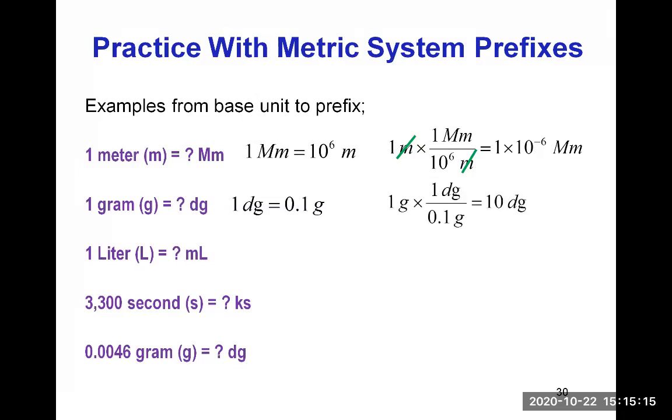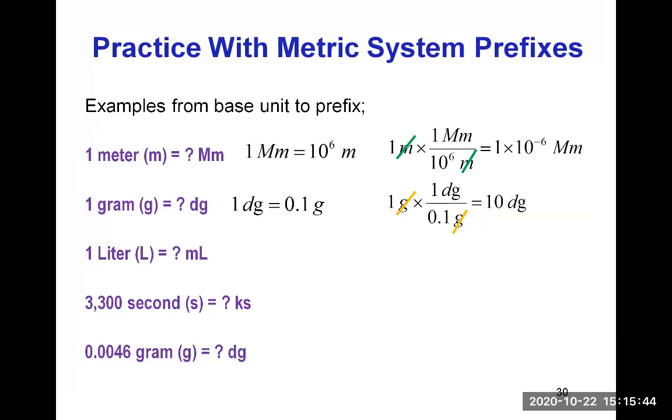And then you multiply that by the gram, which is your given amount here. So 1 gram, the given amount, times 1 decigram over 0.1 gram. This way you can see that the grams cancel and you're left with units of decigram. And then in the calculator you do 1 divided by 0.1 and that's 10. So 1 gram will be equal to 10 decigram.